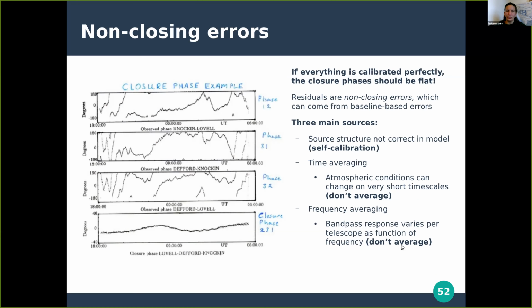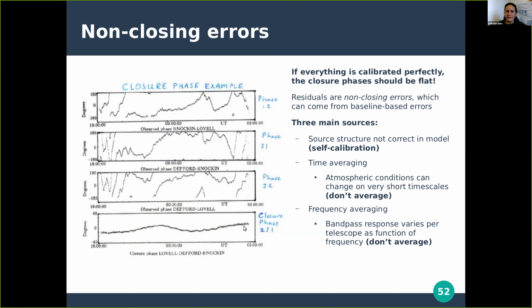So let's take a look at a closure phase example. So here is phase on baseline 1, 2, phase on baseline 3, 1, and phase on baseline 3, 2. And here's the closure phase. And you can see that it's not completely flat, right? So there are some variations here, and these variations are what we call non-closing errors. It means that they haven't been canceled out when you've taken the closure phase. So where do these non-closing errors come from?